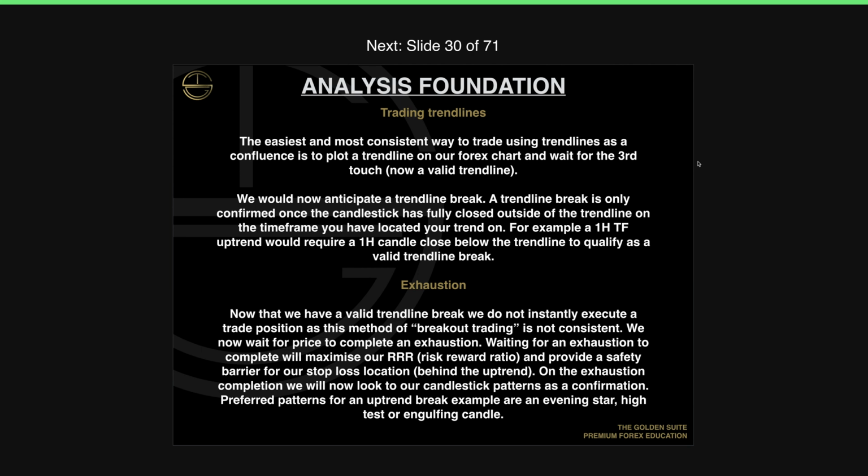Okay, so what do we wait for next? Very simply, we wait for an exhaustion. That's when price pulls back. So now that we have a valid trend line break, we do not instantly execute a trade position, as this method of breakout trading is not consistent. We now wait for price to complete an exhaustion.